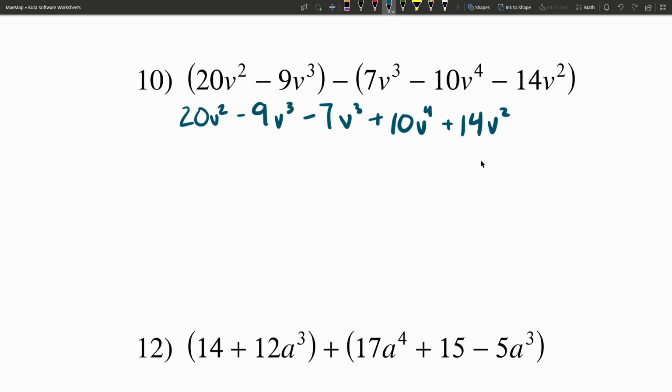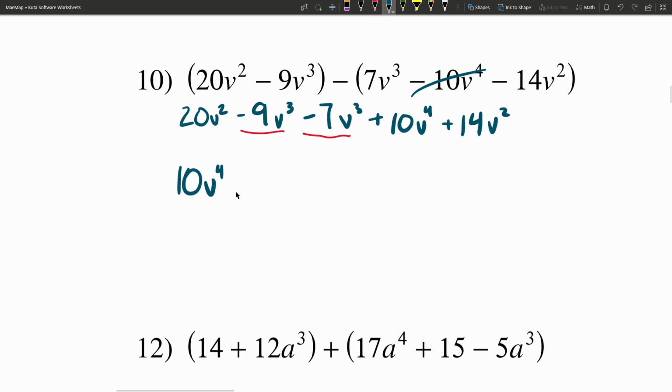Now, my highest degree in this entire expression is this degree of 4 right here. Is there any other degree of 4? Nope. So we're just going to take 10v to the fourth as is. So we took care of this term here. Now, what else do we need to combine? Well, our next highest degree is a degree of 3, which is here and here. So combining a negative 9v cubed, and we're subtracting 7v cubed from that, negative 9 minus 7 is a negative 16.